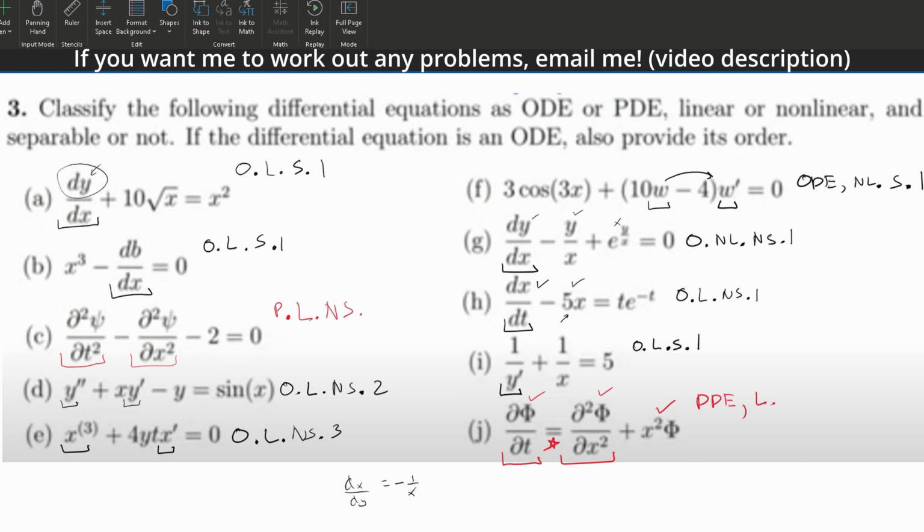So many variables are in here. You can kind of tell even just from this multiplication right here. It's going to be hard to separate. So it is going to be non-separable. You can divide it by the variable, but then if you try to multiply everything by this, you'll run into some issues. And that's going to be it. That's how you can classify the following differential equations as ODE or PDE, linear or nonlinear, and separable or not.